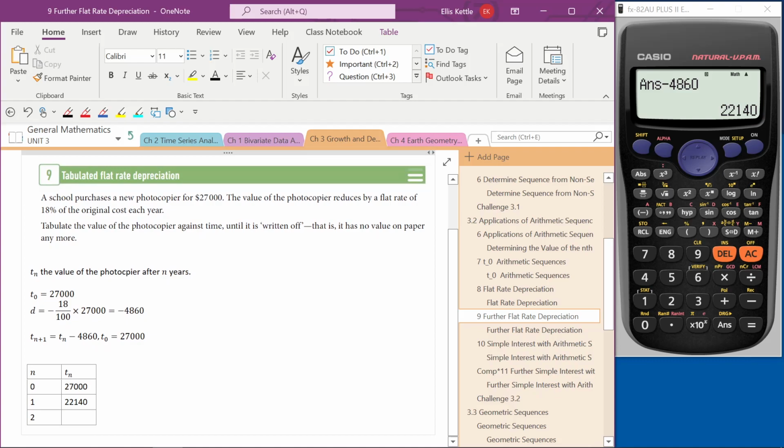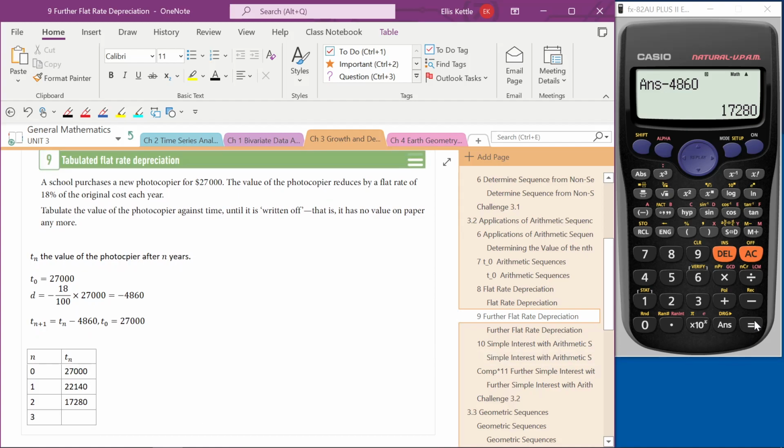Now, at this point, you're going, okay, well, what's the advantage here? So far, you haven't saved that much time. The advantage is now I can just keep clicking equals, and it's going to just continue producing the next numbers. So if I click equals again, it's just subtracted $4,860. So now we're left with 17,280. For the third one, I can click it again, 12,420. So if you do lose it, like I've just done there, you do have to start again. That is a disadvantage, but that's just part of it.